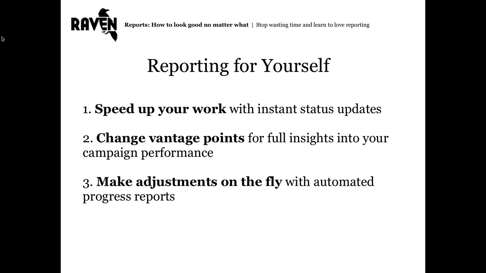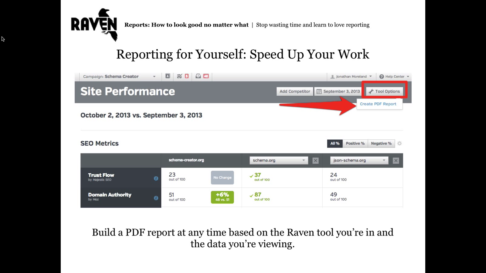Reports can also help you change vantage points. Since you're the doer, you're the one actually managing the campaign, it can be easy to lose sight of the big picture, and also making adjustments. By using reports to change vantage points, you can better balance the day-to-day minutia with your larger campaign goals. Seeing a visual report can give you insights into what's working and what's not, and what needs more attention in your campaign that you can't always see from a tool or a spreadsheet. So let's look at some specific examples of the types of data and reports that will help you realize these self-reporting benefits.